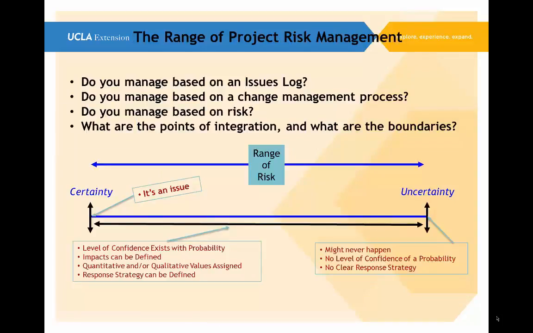Looking for a minute now at the range of risk from certainty to uncertain. If you go all the way to the left where it says certainty, we're talking about, yay, this is an issue. Or if we're talking about uncertainty and go in that direction, it might never happen. There's no level of probability or confidence, no clear response strategy.